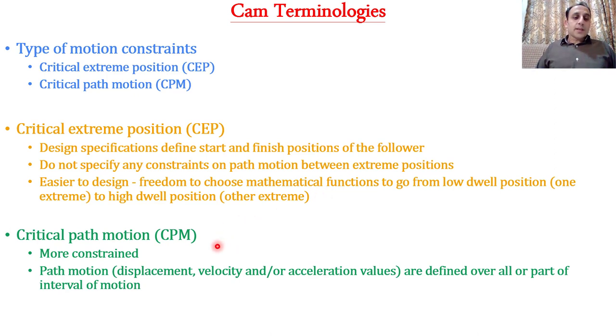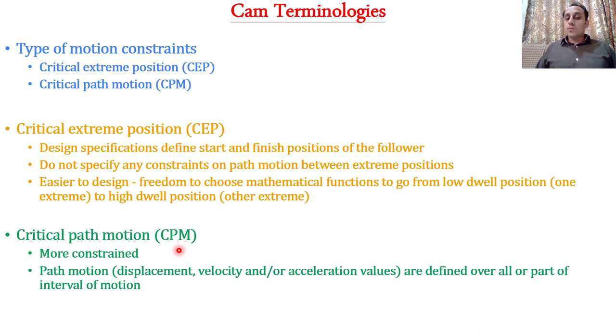The other one is the critical path motion. In the critical extreme position, only the extreme positions are important. We just want to achieve the extreme positions. The path is not important. Whereas in the next one, the path is very important. Obviously, the extreme positions are also important in this one, but more important is the path which the follower follows to achieve those positions.